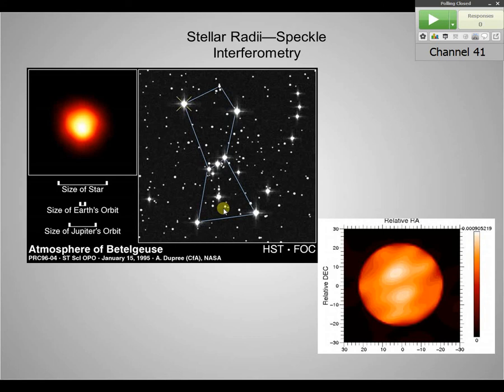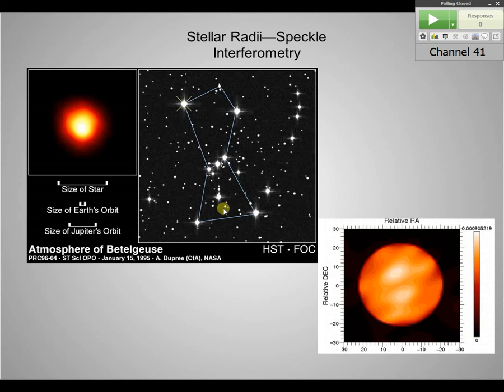But if you're able to use this technique and get some kind of resolution where you can get, rather than a pinpoint of light, something that's roughly circular in size, then you can make some estimate of its actual radius relative to the size of the Earth's orbit and other things of that nature.